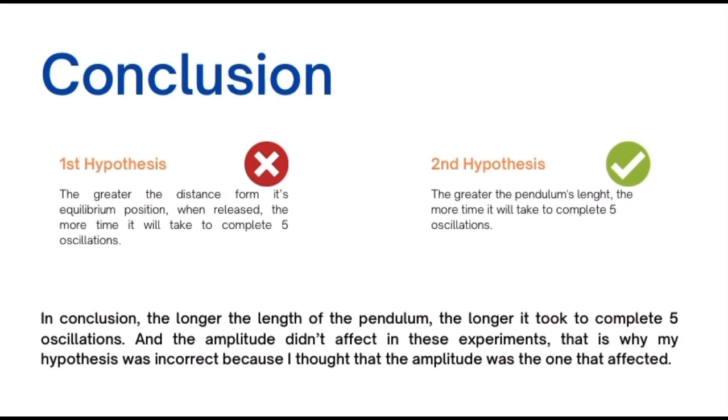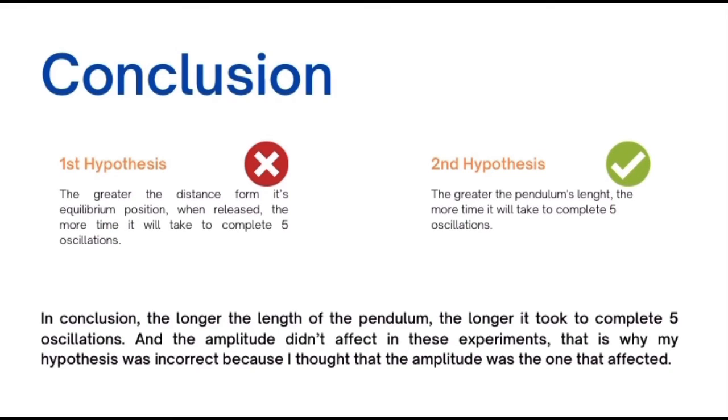In conclusion, after doing my 2 experiments, I realized that my first hypothesis was indeed incorrect. The greater the distance from its equilibrium position we release, the more time it will take to complete 5 oscillations. That was incorrect because the thing that affected the time was the length, not the amplitude. So my second hypothesis was indeed the correct one. The greater the pendulum's length, the more time it will take to complete 5 oscillations.